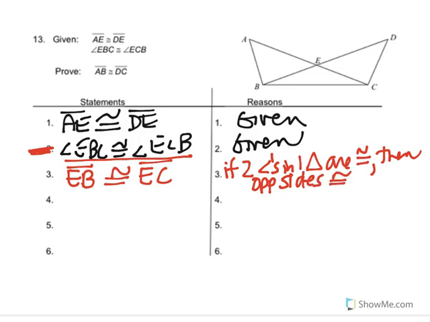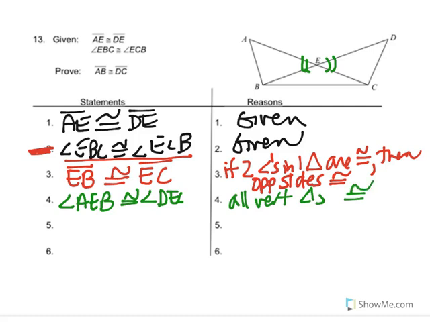Okay, now let's see what else we can do. We can say that angle AEB is congruent with angle DEC. That's these angles right here. And that's all vertical angles are congruent. Now we can go ahead and declare, because we had this as given, remember? And then we added in this because of the congruent angles when their opposite sides are congruent.